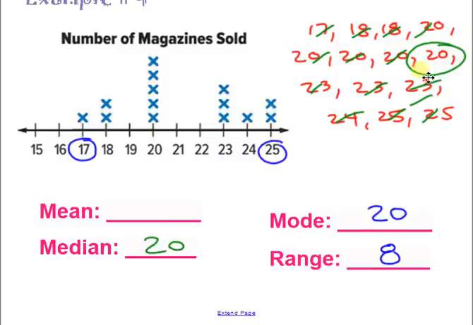And now I need to add them all up to find my mean. So I got 296. And I'm going to divide by 1, 2, 3, 4, 5, 6, 7, 8, 9, 10, 11, 12, 13, 14. And that's going to give me a long decimal. I'm going to round to the 100th, 21.14.